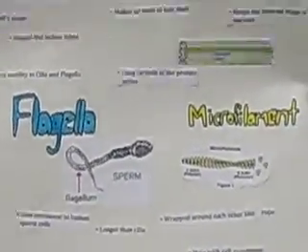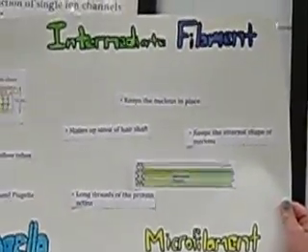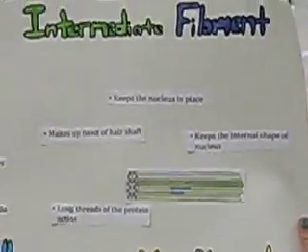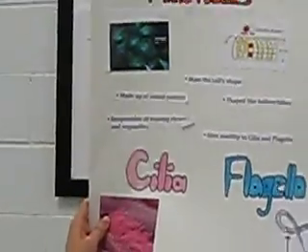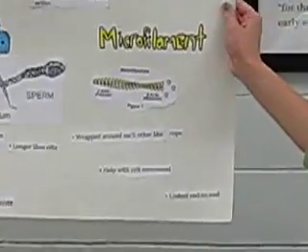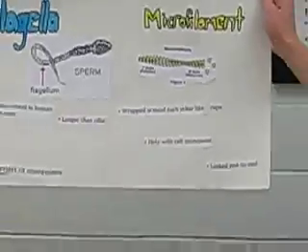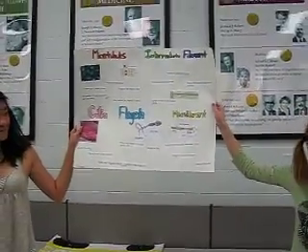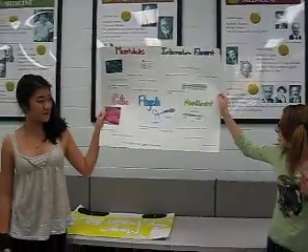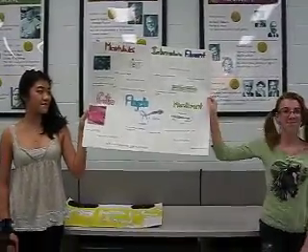Now let's talk about intermediate filaments. Intermediate filaments keep the nucleus in place, make up most of our hair shaft, and keep the internal shape of a nucleus. And microfilaments are long threads of protein, actins. They are wrapped around each other like rope, and they help with cell movement. They are linked end to end like rope.